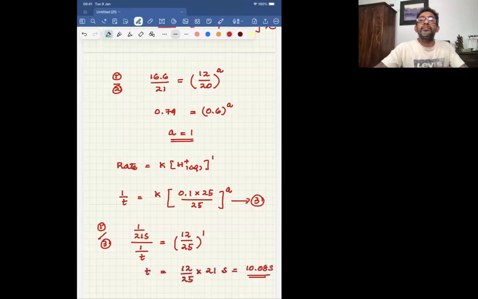Is that clear? Is there a way to find A using log?